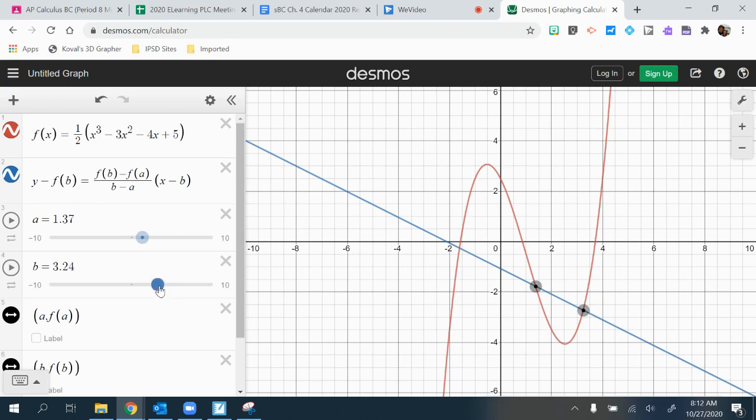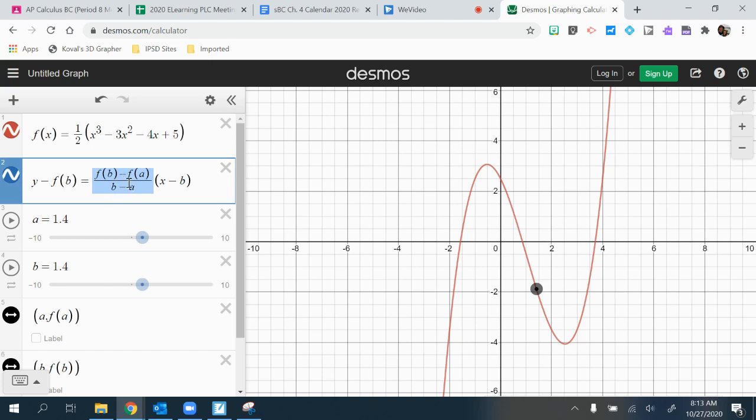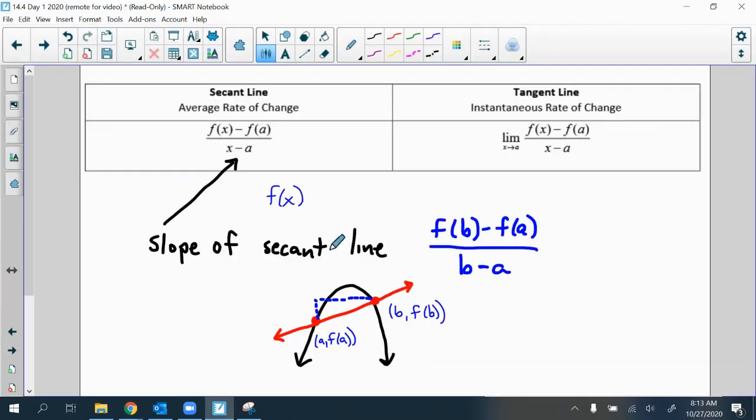So now the question becomes, what happens as these points get really close together? If I end up at one point, I don't have a secant line anymore. And what you notice is that I would have a denominator that's equal to 0 and a numerator that's equal to 0. So what I have is a slope that's an indeterminate form. If I have f of 1.4 minus f of 1.4, that's 0, and 1.4 minus 1.4 is also 0. I can't just use this equation to get a tangent line. I can only use it to get a secant line. So how do I deal with that if I want a tangent line?